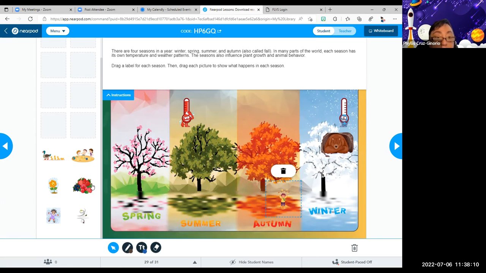What about, oh, this one's easy. Look at the kids playing in the sand. Where would you put that one? Ooh, it's like they're really hot outside. Maybe they're at the beach. Let's put them in summer.